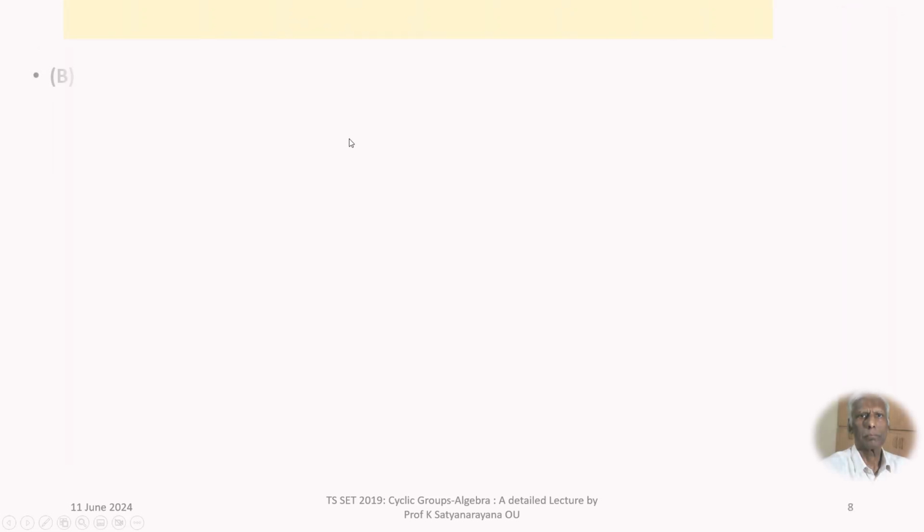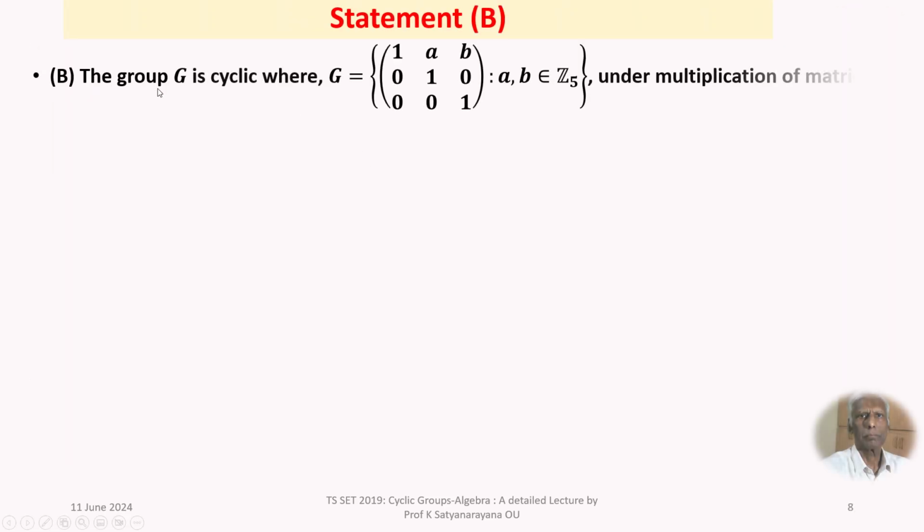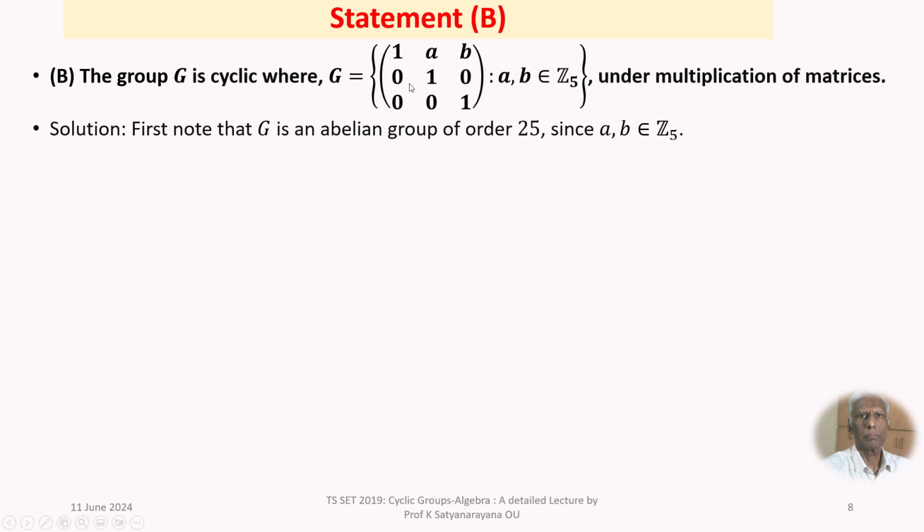In statement B, the group G is cyclic, where G is the set of all those 3 by 3 matrices [1, a, b; 0, 1, c; 0, 0, 1], with a, b, c belonging to a finite field of 5 elements. And this is a group under matrix multiplication. Right. First note that G is an abelian group of order 25, since a, b belong to Z5.